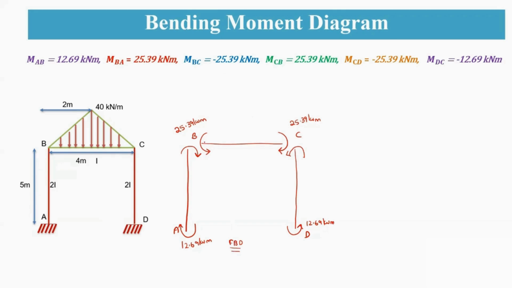Whereas coming to the external loading that is acting, which is of 40 kilonewton per meter, the span here is 4 meters. When we take only this external loading, we should find the reactions. So I'll just take this part aside. We'll draw it separately.